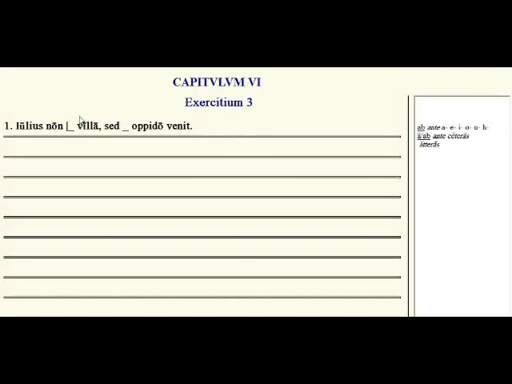So Julius non a villa sed ab oppido. Villa, because the V makes a soft sound, let's go back and I'll show you what would happen if we put in a villa. It also lets us do it, right? Because a or ab works in front of the consonants. Sed ab oppido. Okay, go ahead and try the rest of those, and let's go on to exercise 4.